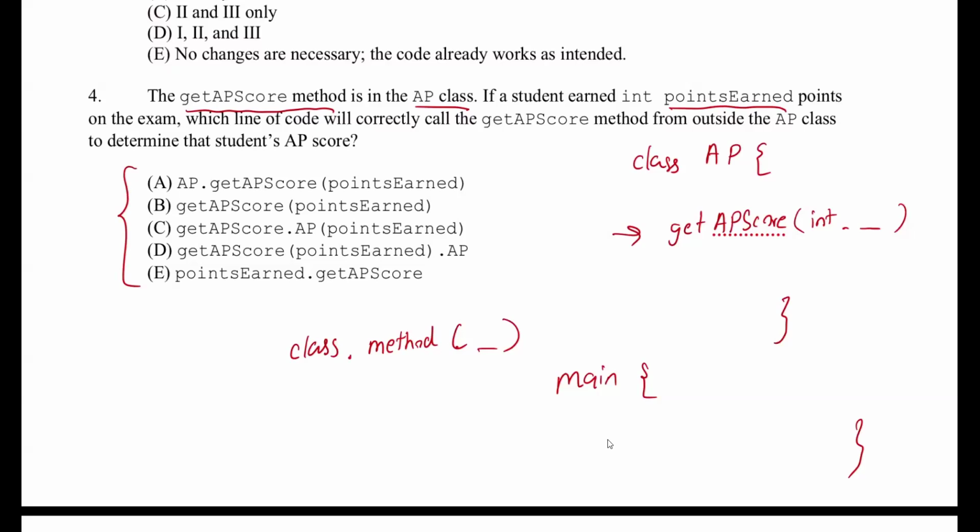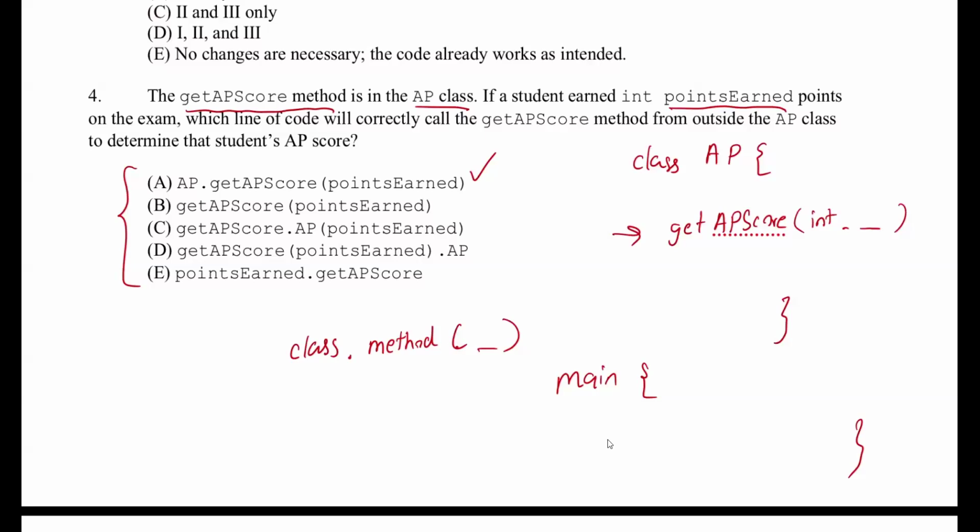But if you see the options, you don't see anything. Okay, but let's look at number one. So it's class dot method, and you pass the parameter here. And if you look at B, getAPScore, you cannot just call a method like a function. It is outside of the class.